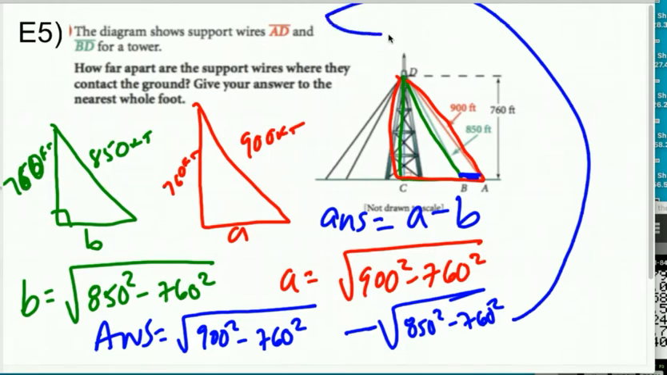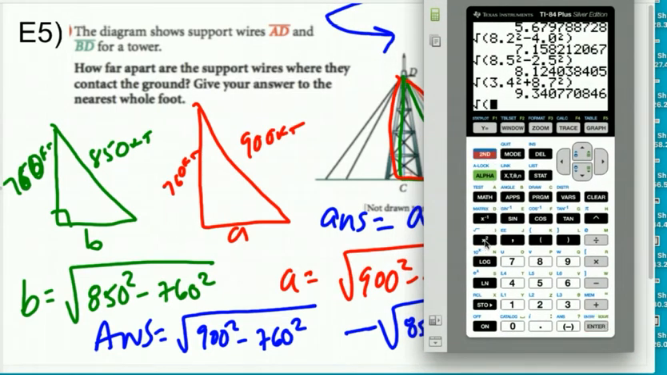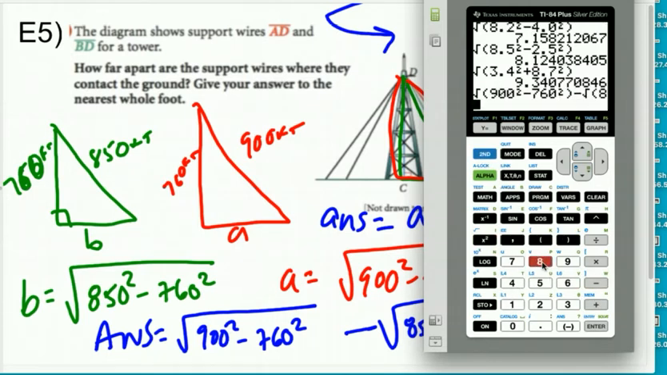So I'm going to get that the answer, second root, 900 squared minus 760 squared, close the parentheses, and then subtract second root 850 squared minus 760 squared, close that and hit enter, and then here's my answer.